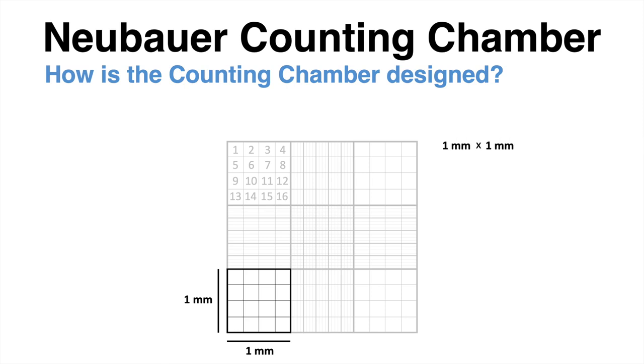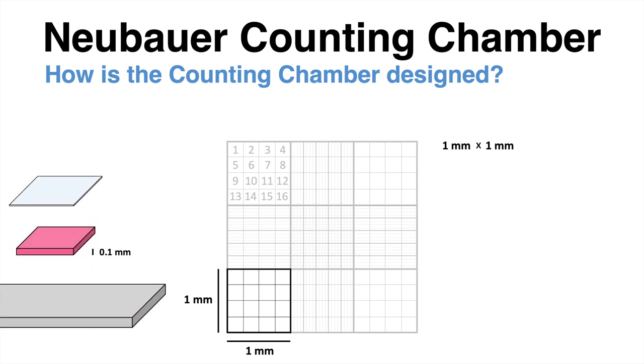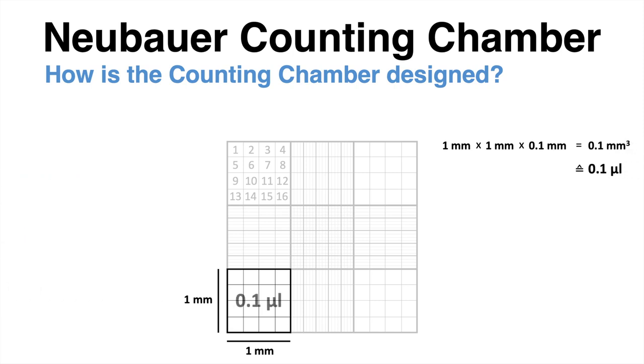Since the 3-dimensional solution is applied onto the slide, the height is also an important parameter to calculate the volume of the sample. In a Neubauer counting chamber, the distance between slide and the cover slip is 0.1 mm. In total, that means one of those 9 squares contains a volume of 0.1 microliter. Here is one example to showcase how the Neubauer counting chamber is used for cell counting by hand.